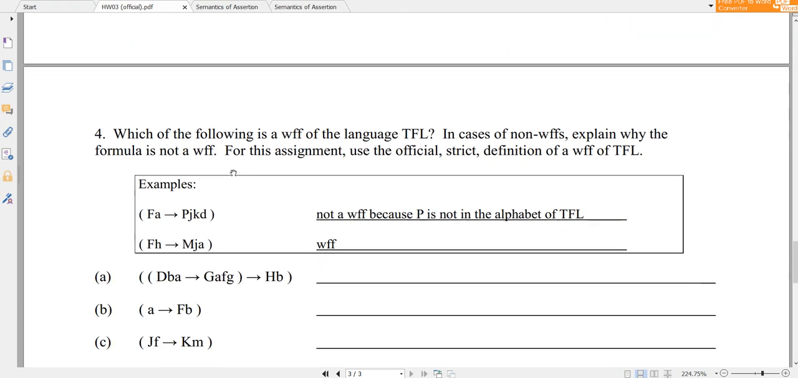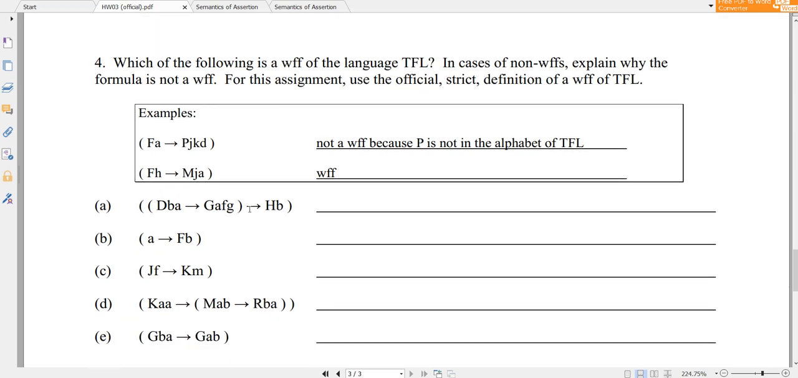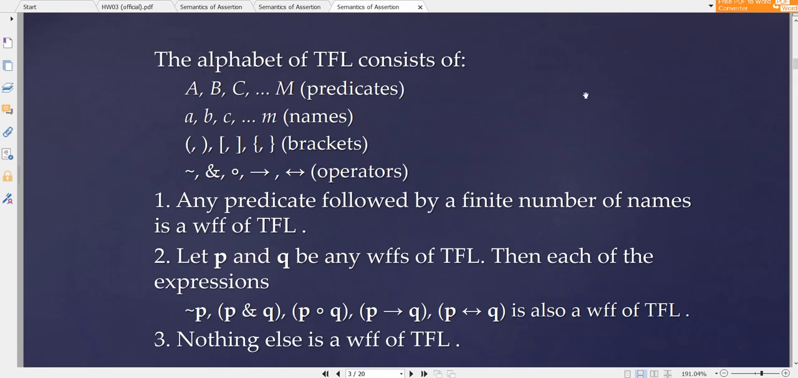All right, okay, so that's how you do that. And now we are on to the well-formed formulas of TFL and how to determine whether they are well-formed or not. I gotta pause it for a moment and pull up my slide. Oh, right, there it is. Okay, this is our nice recursive definition of TFL.